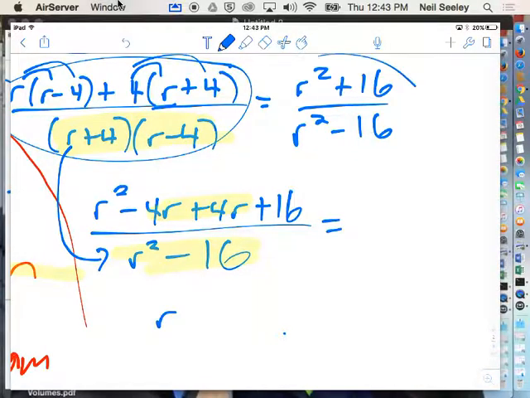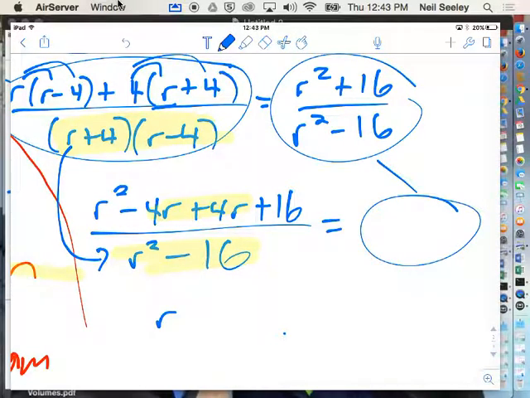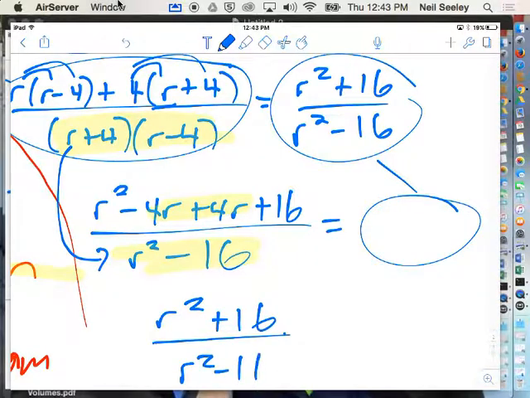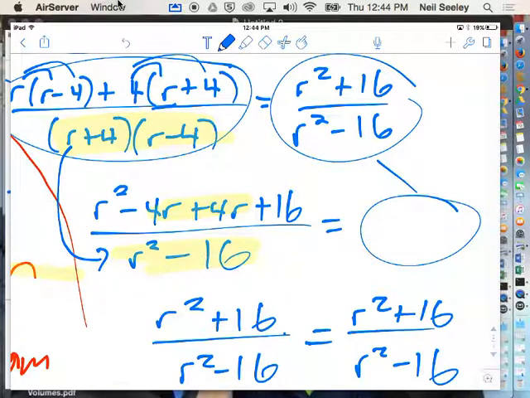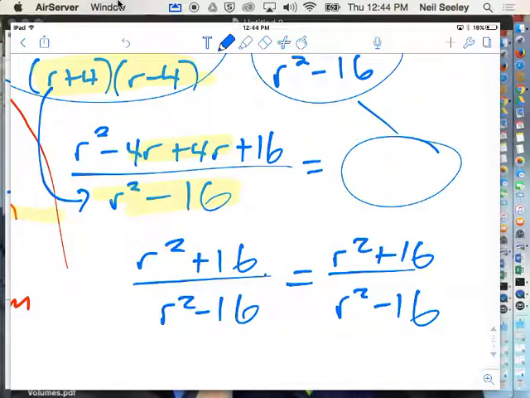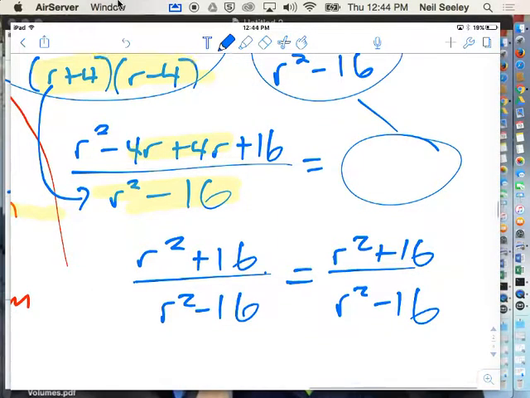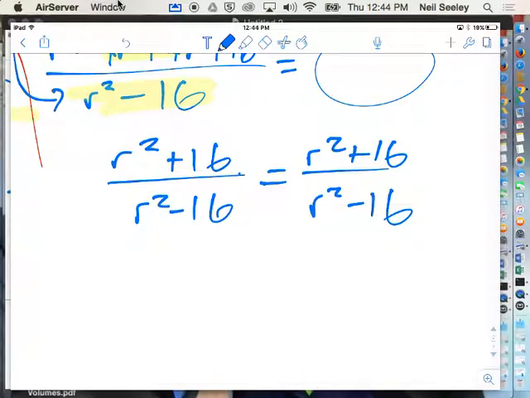Okay, pretend like I wrote it. R squared plus 16, r squared minus 16. These look the same to me. That's interesting. They are the same. So if I said solve this, I would be asking you, so what exactly is r?